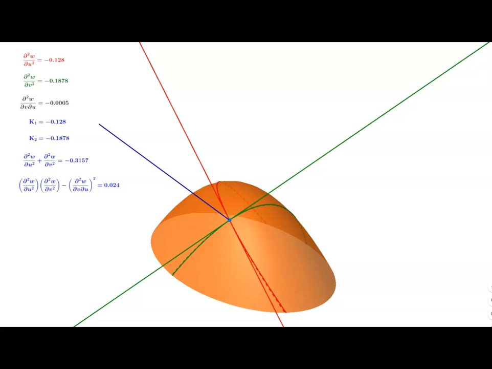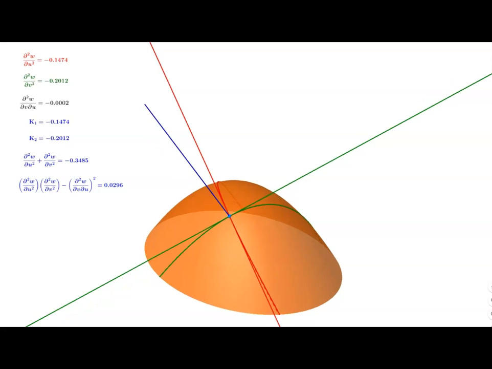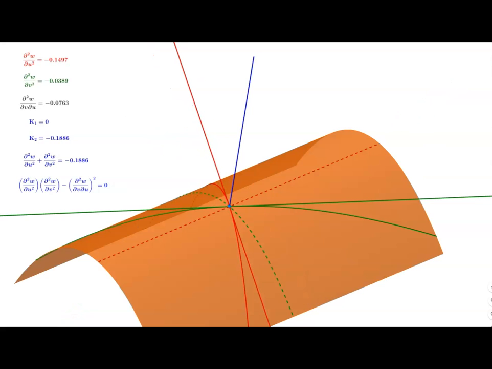All right, so let me do one other thing. Let's actually change the shape of our surface. And to do that, I'm going to move this parameter right here. I'll change it to, let's make it a 0.